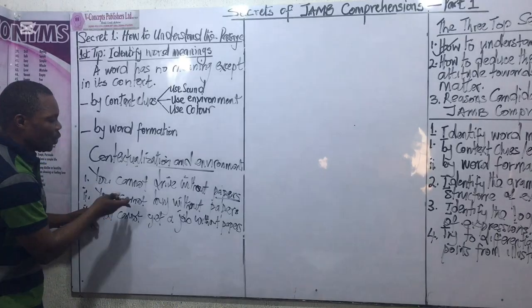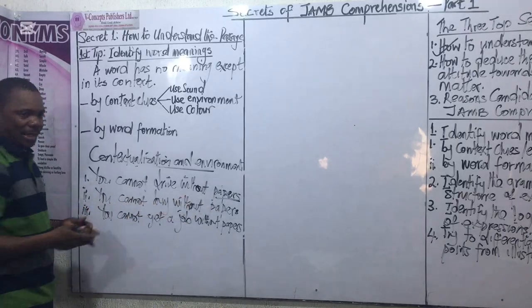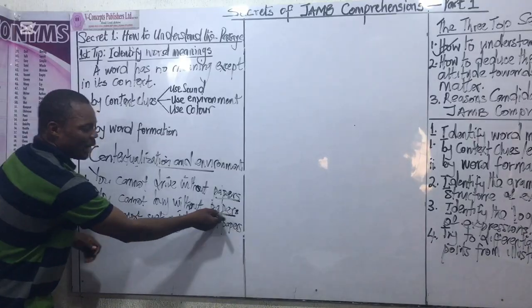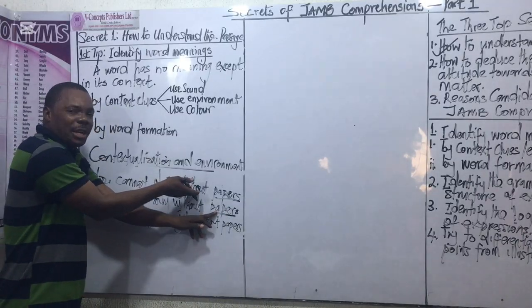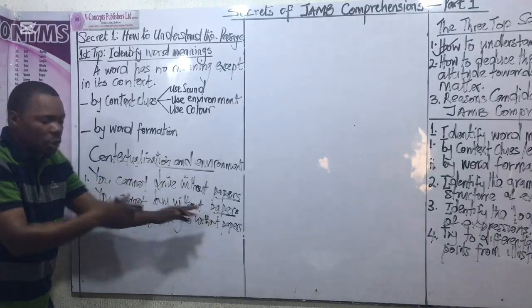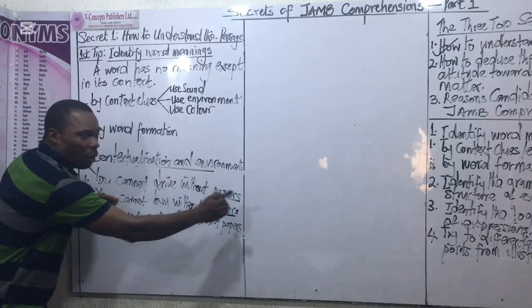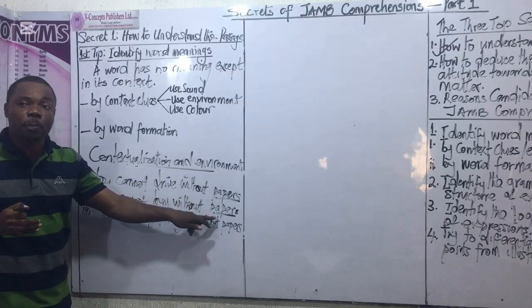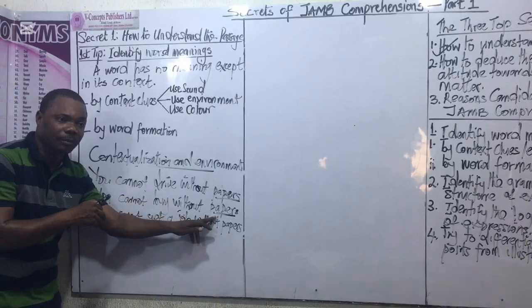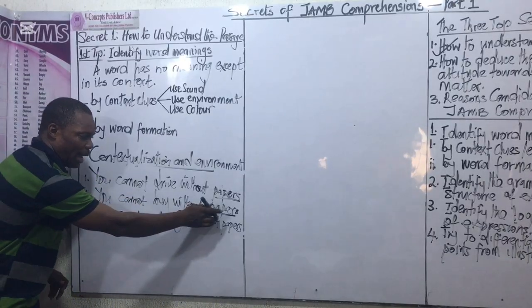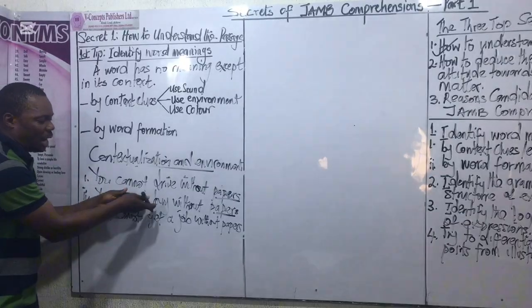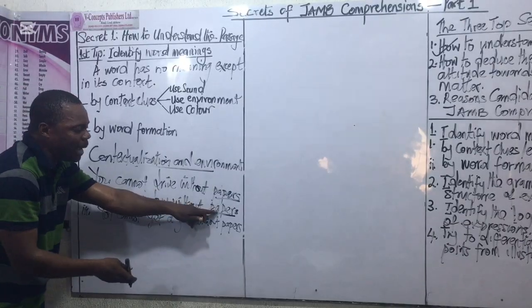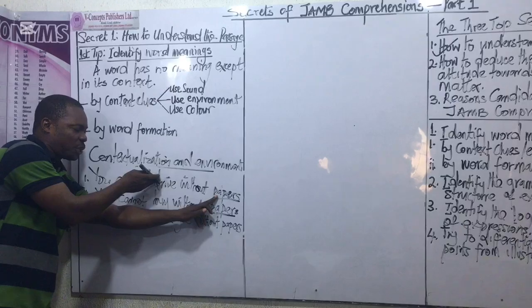What about, you cannot buy without papers? The use of papers in this expression is different from the meaning of paper in the first expression. So from environment, you would understand the meaning of this paper as used in this expression. This paper definitely means money, because they are saying you cannot buy without paper. So the paper here is different from the paper in the first expression.